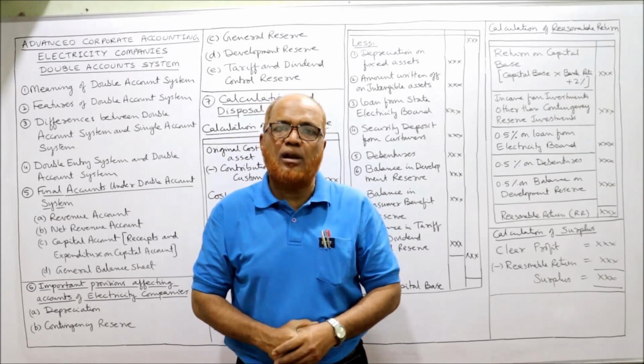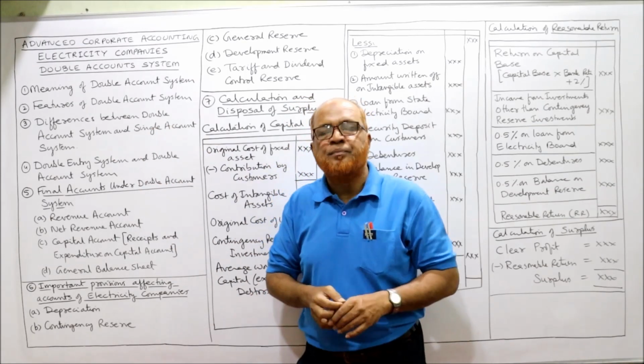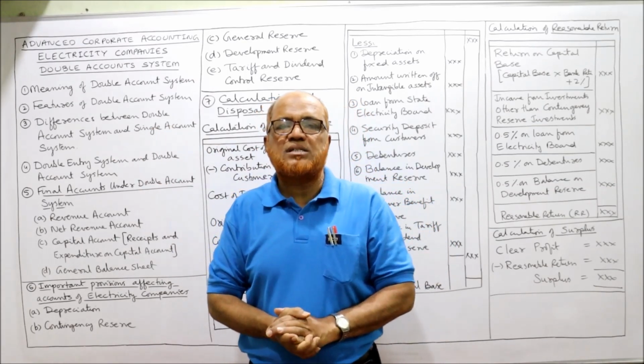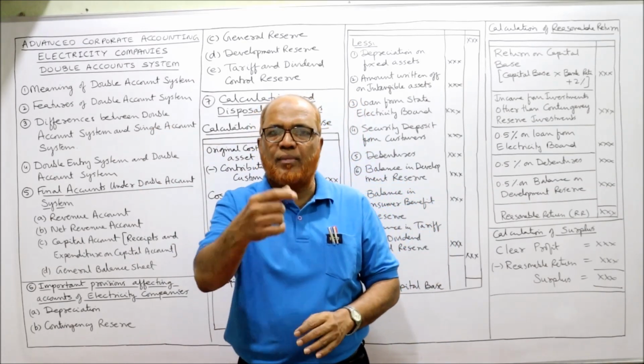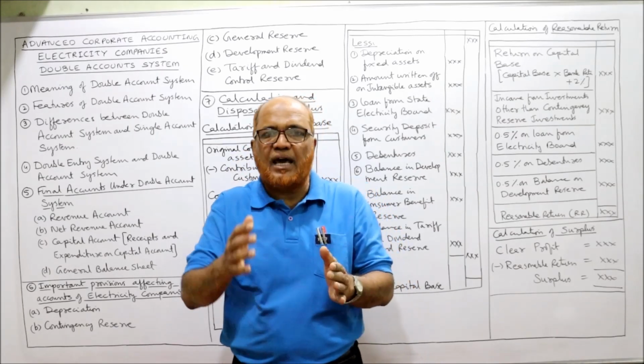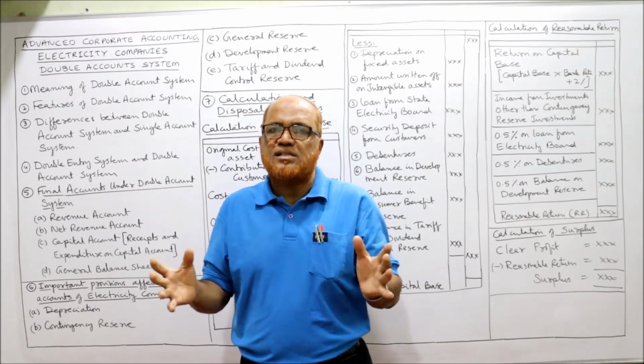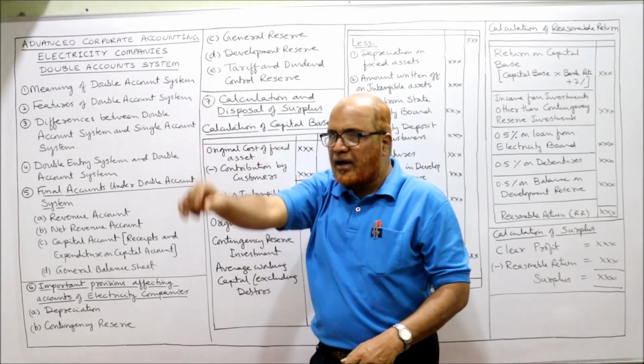the general balance sheet. The main purpose of this double account system is the public utility concern must give full detailed information to the public regarding the raising of fixed capital and where it is applied, how it is applied. So these are some of the features of double account system.